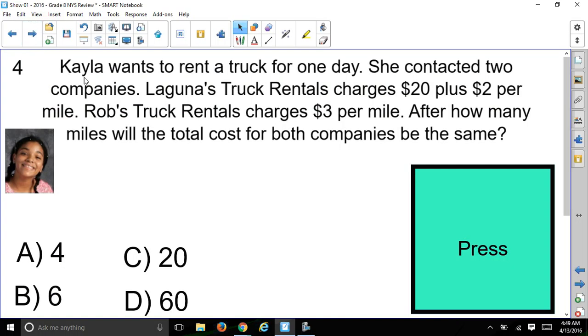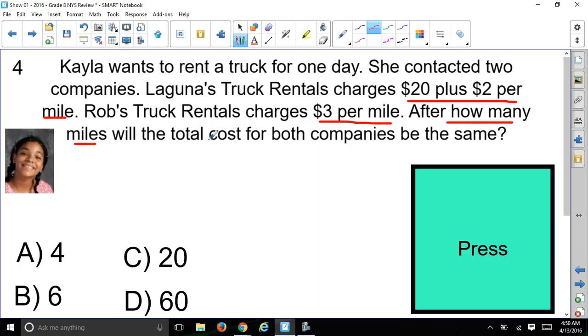Here's our next question. Kayla wants to rent a truck for one day. She contacted two companies. The Laguna Truck Company rental charges $20. Let's underline that. $20 plus $2 per mile. Rob's Truck Company charges just $3 per mile. After how many miles will the total cost for both companies be the same? So we're interested in when they are both equal to each other.